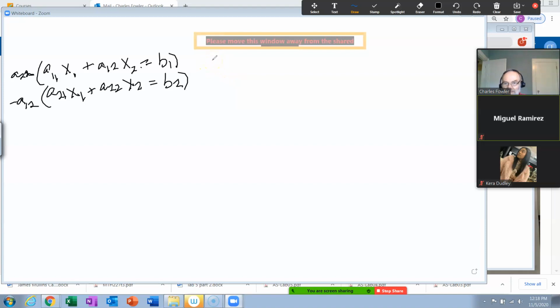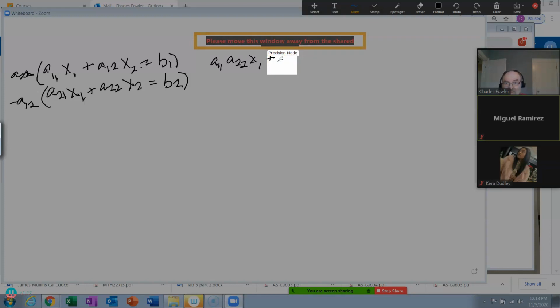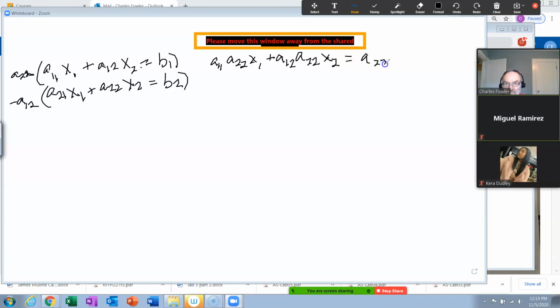So the top equation would be A11 A22 times x sub 1 plus A12 A22 x sub 2 equal to A22 B1. Oh man, this thing is such a pain in the neck.